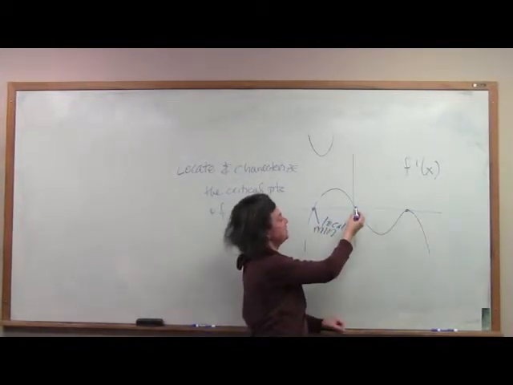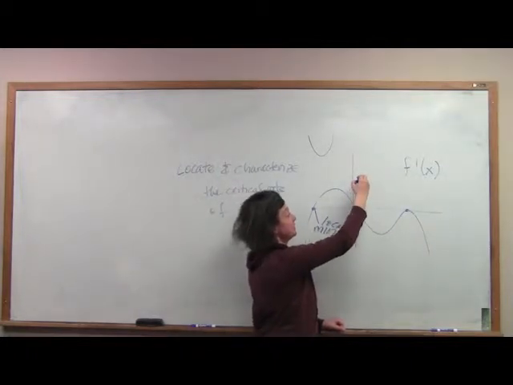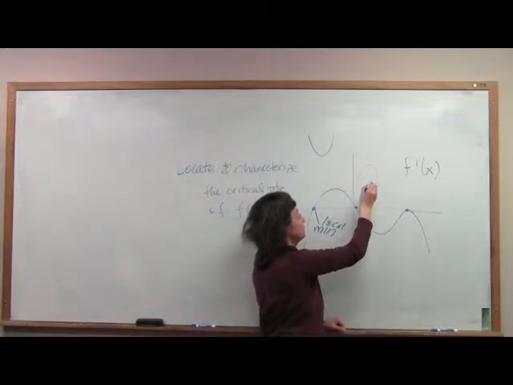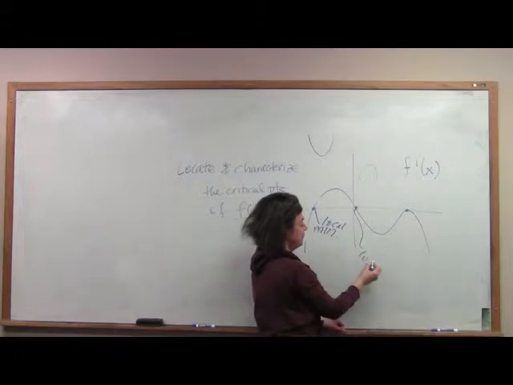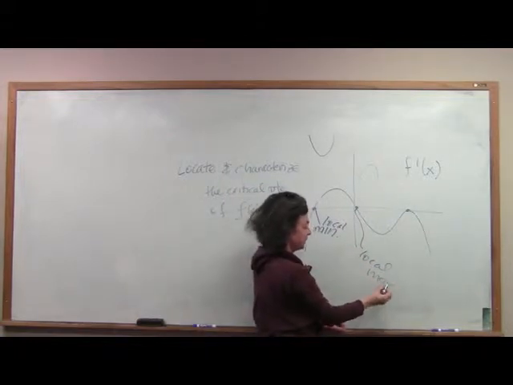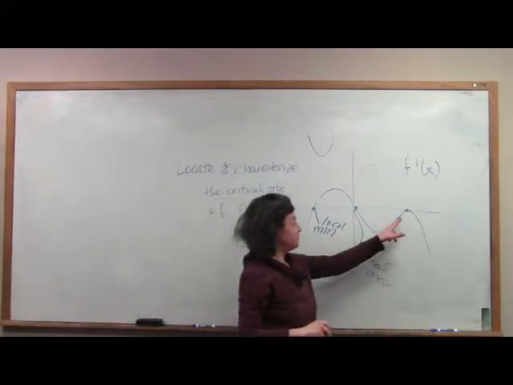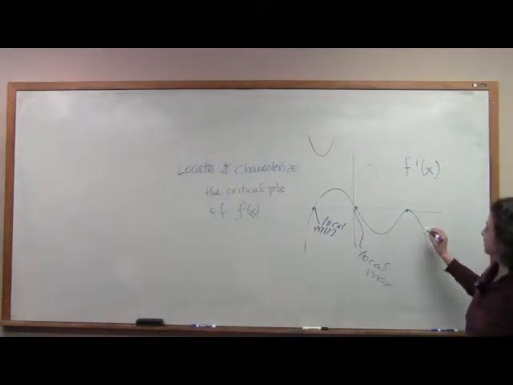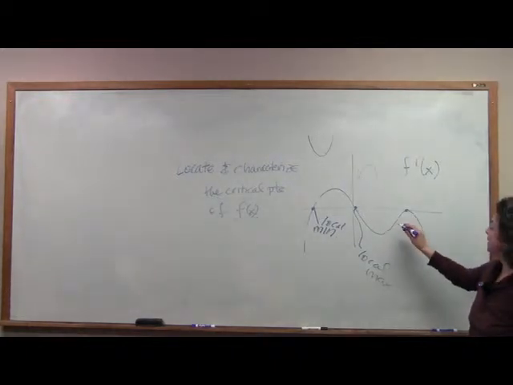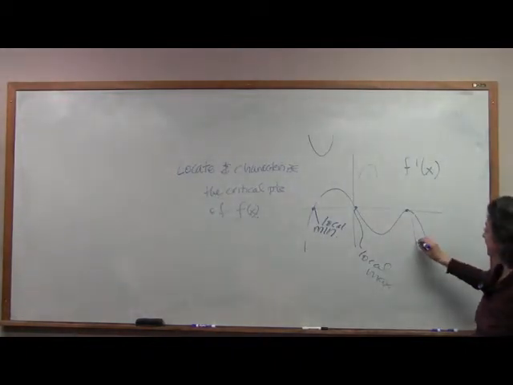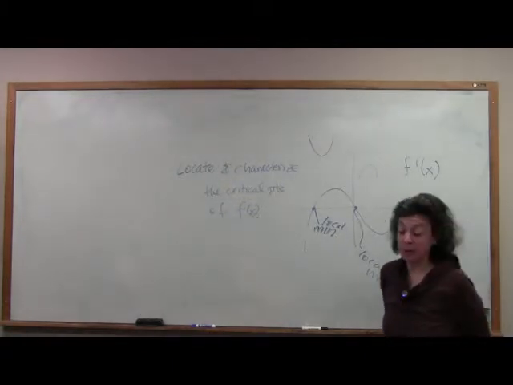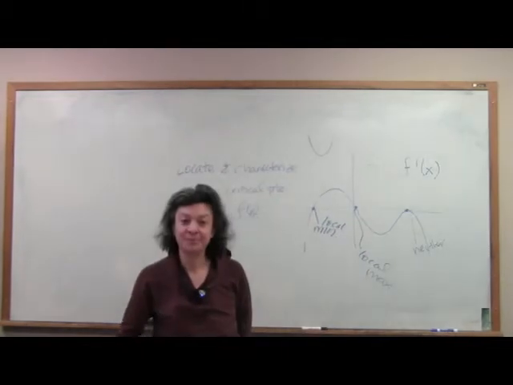All right, let's check out this next critical point. Notice here my derivative is going from positive, so my function is increasing, to negative, so my function is decreasing. And therefore here I have a local max. And last but not least, this value over here. Notice my derivative's not changing signs. It's going from negative to negative. Therefore, while this is a critical point, it's neither a maximum nor a minimum.